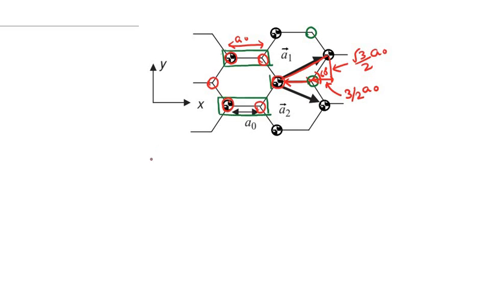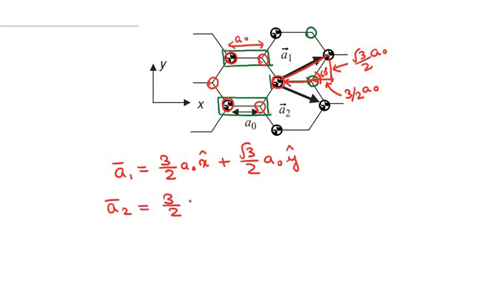Okay, so this a1 vector is basically 3 by 2 a0 x cap, where x cap is the unit vector along the x direction, plus root 3 by 2 a0 y cap. Similarly, this vector a2 over here is 3 by 2 a0 x cap minus root 3 by 2 a0 y cap.